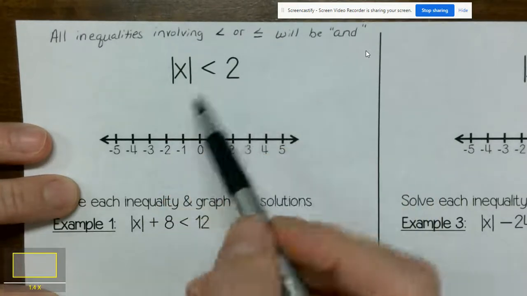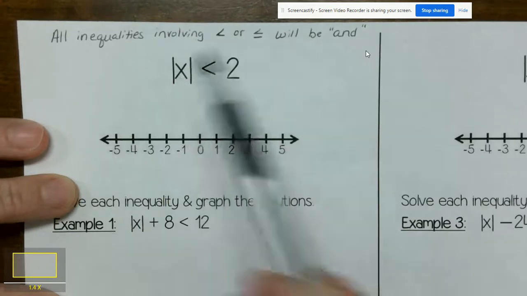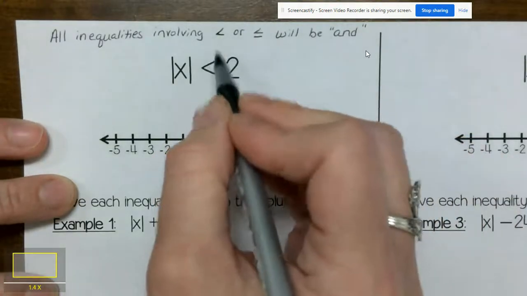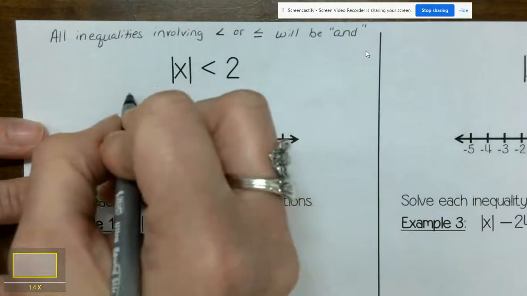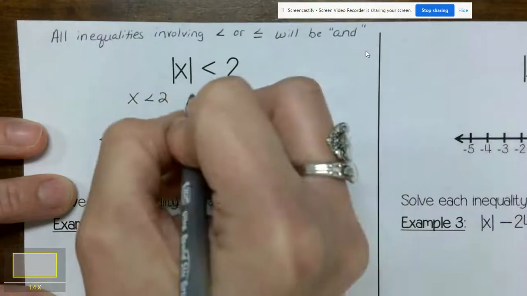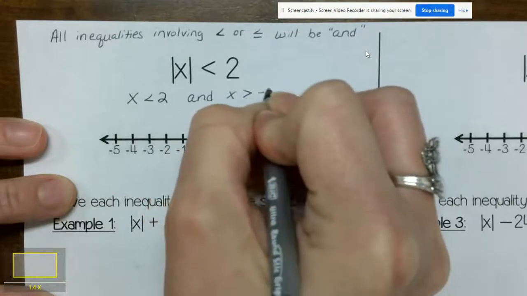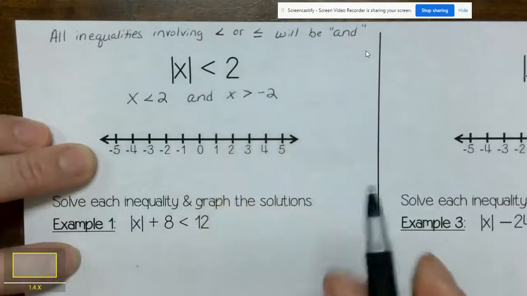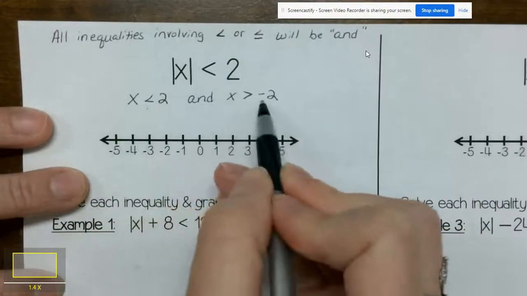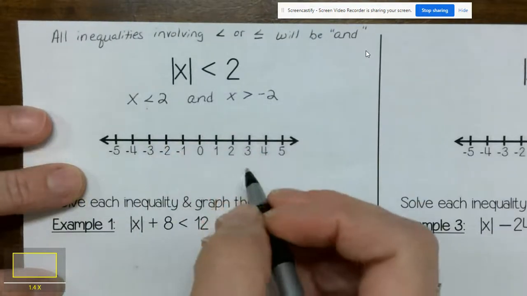You'll remember that when we talked about inequalities, we said this could be a positive or negative and we'd still get the same answer, so we have to consider that. Since we have a less than, that means x can be less than 2. Now here's where the and comes in: and x can be greater than negative 2. Either one of those would work. X could be less than 2 and x could be greater than negative 2, and it would make that inequality work.